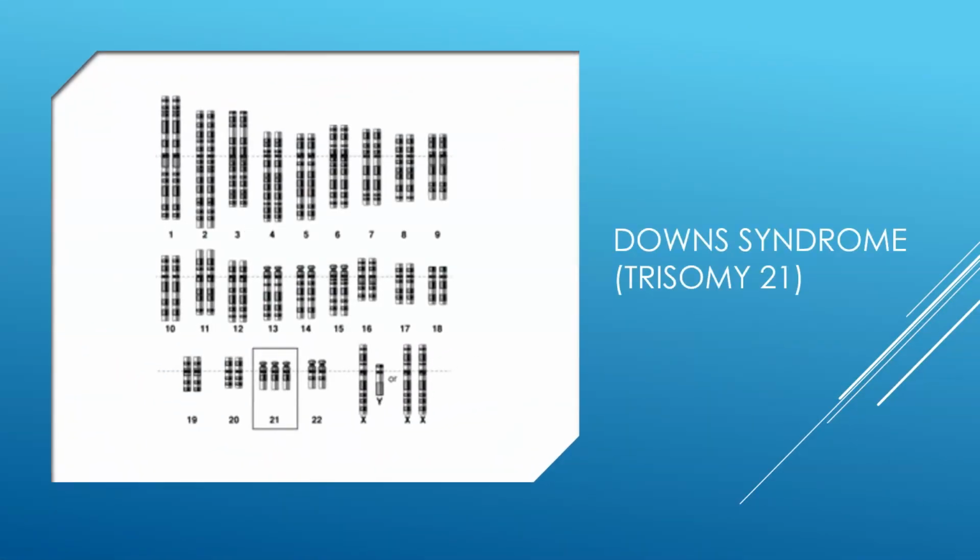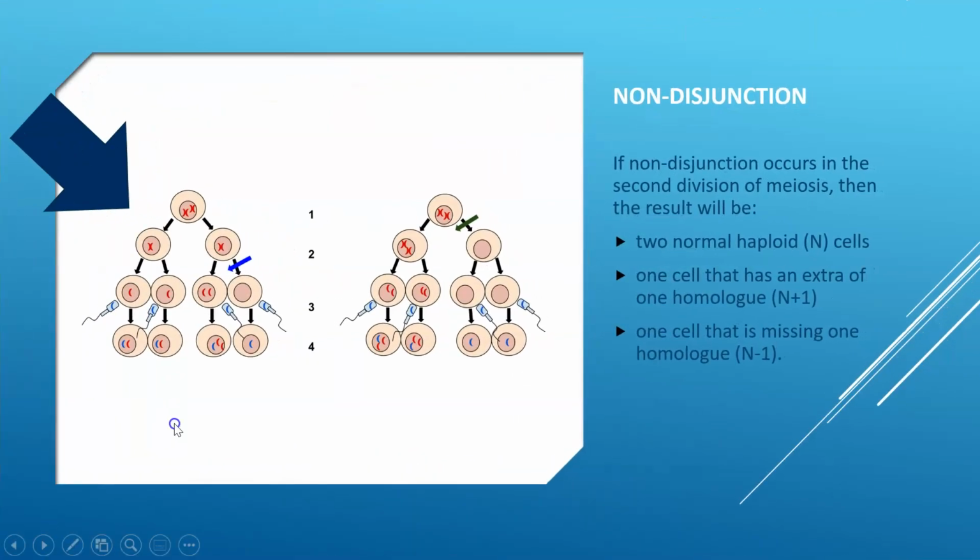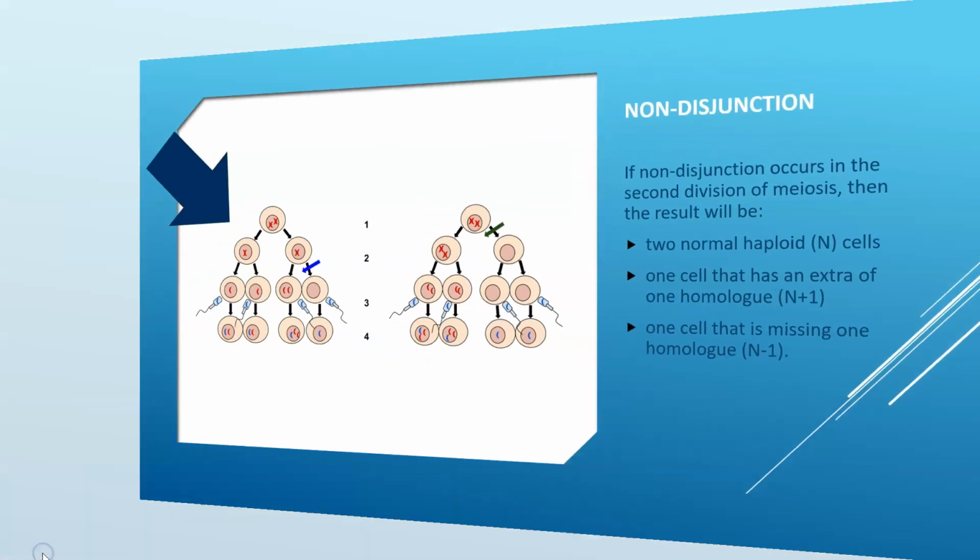Okay, so you would have heard of the condition Down syndrome. This is trisomy 21, that's what trisomy means. So if you look at chromosome 21, there is the extra chromosome, and that is because of this non-disjunction. Let's go back and have another look. It would be from one of those cells, you've got 3 chromosomes.